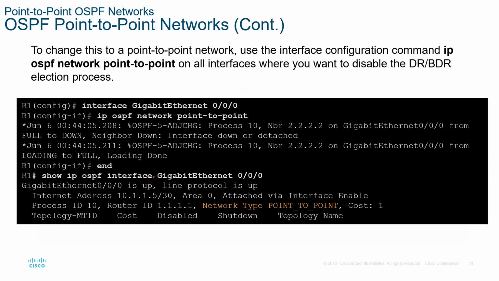But how do you then change it? So to change this to a point-to-point network, you have to use the interface configuration command, IP OSPF network point-to-point, on all interfaces where you want to disable the DR or BDR elections. So if I use point-to-point, it means that it's only 2 routers that are supposed to be communicating within that particular area. So that's what it's going to say. So once I do, it's going to now specify it.